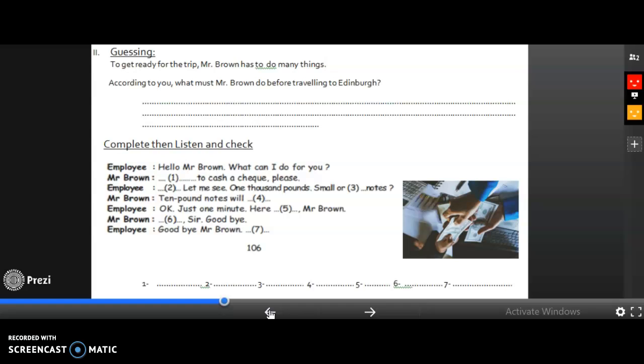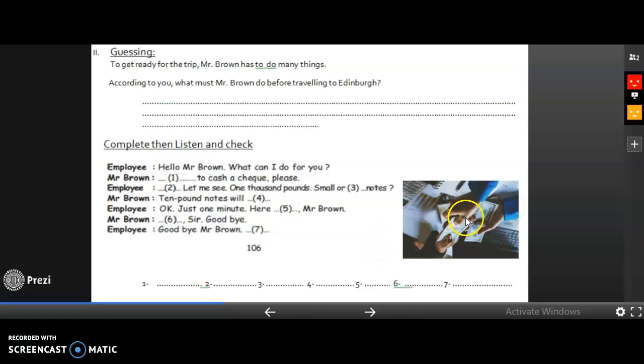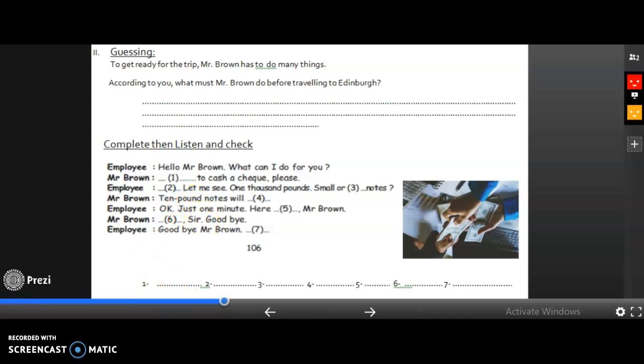I think he is in the bank. Okay, yes, I think so. If you look at the picture here, yes, it seems that he's right. Yes, in the bank. Okay, now you're going to listen and then fill in the gaps.